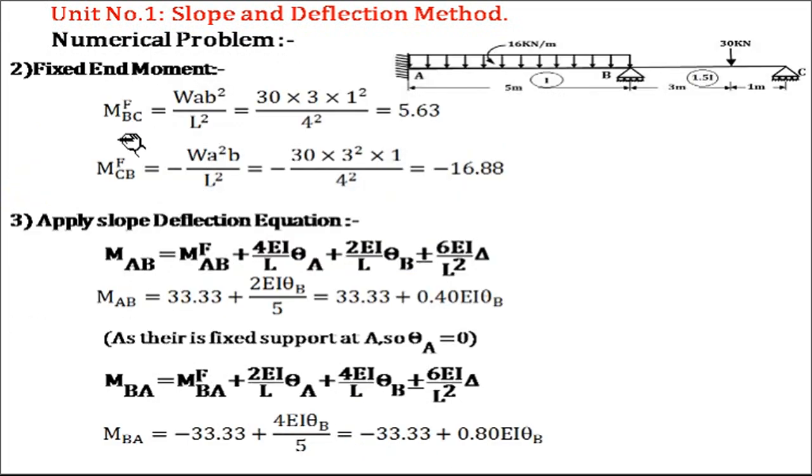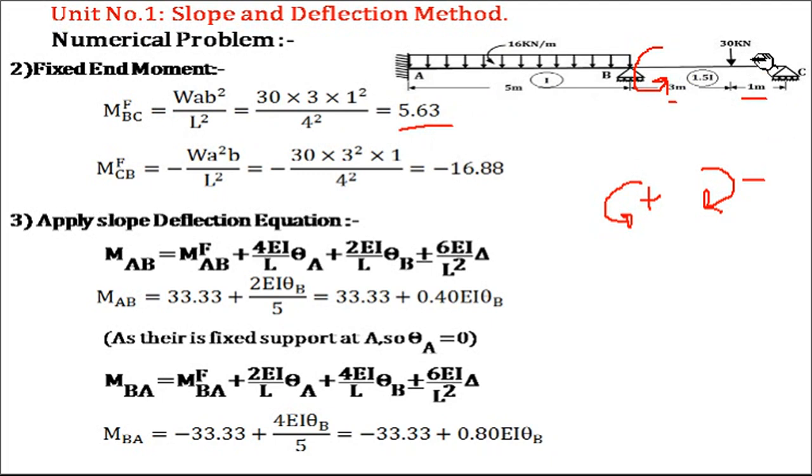Now we'll find out the fixed moment in the next member, that is BC. The fixed moment in member BC will act in anticlockwise direction. We know that for anticlockwise direction the sign convention is plus, and for clockwise it is minus. The formula for the point load acting away from the center, the fixed moment in member BC is WAB square upon L square. Putting the value of load W as 30, the value of A is 3, value of B is 1. If we solve this, we'll get the fixed moment in member BC as 5.63.